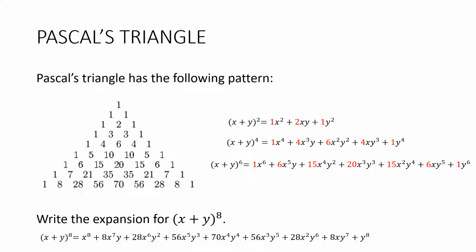So (x + y)^8 will be x^8 plus 8x^7y plus 28x^6y^2 plus 56x^5y^3 plus 70x^4y^4 plus 56x^3y^5 plus 28x^2y^6 plus 8xy^7 plus y^8.